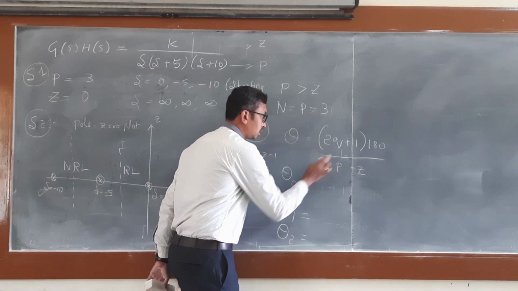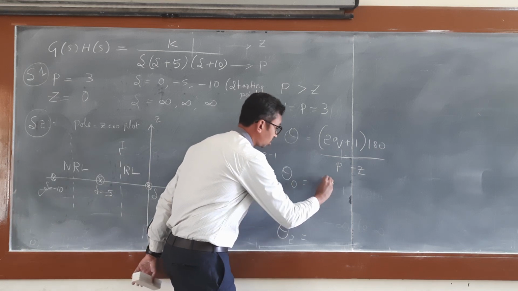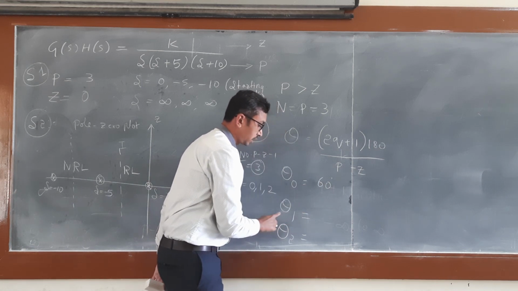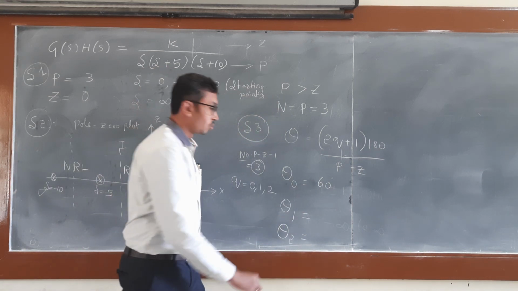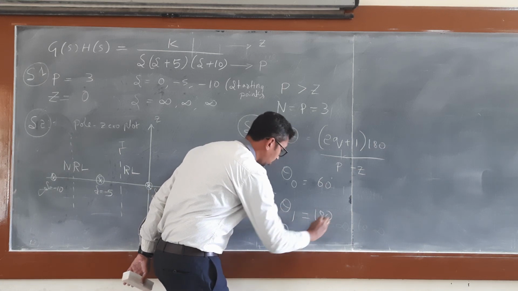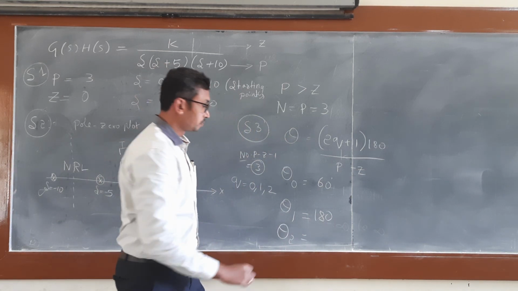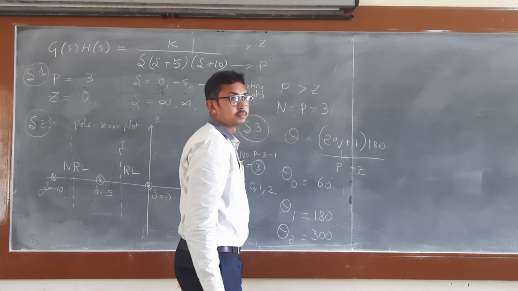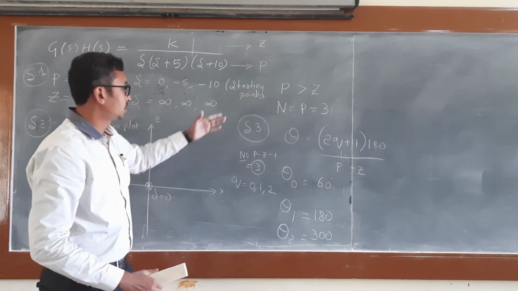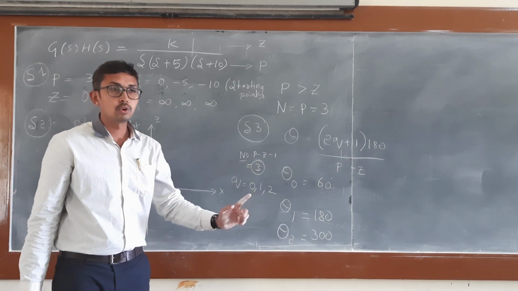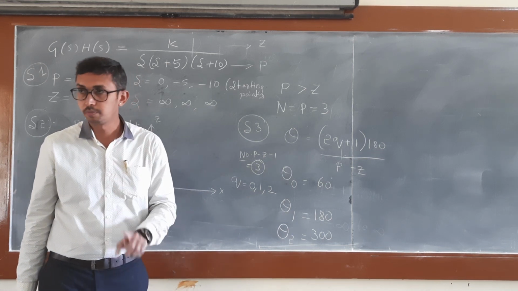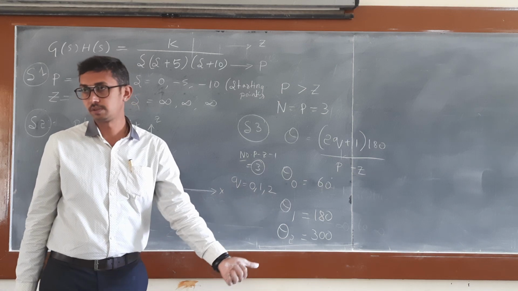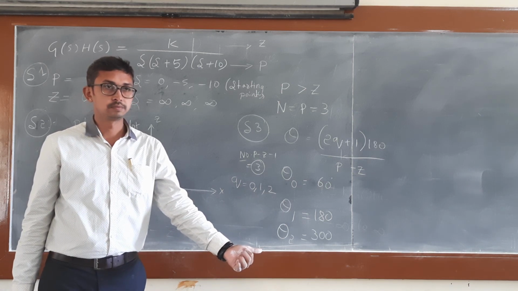Theta 0, when q is equal to 0, theta 0 is equal to 60. Next theta 1, 180. Next theta 2, 300. Is it right? Okay. So this is step number 3, to find out the number of asymptotes and the angle of asymptotes. Is it clear?